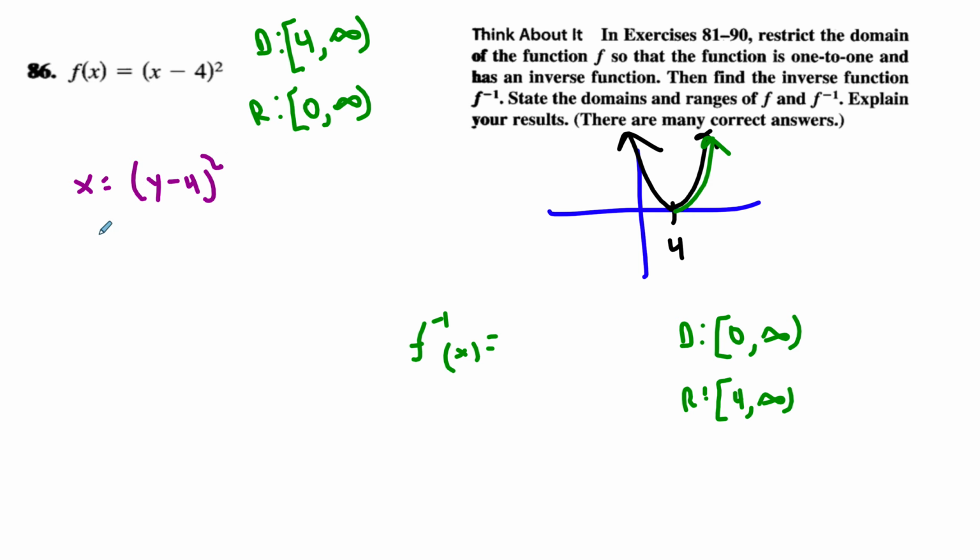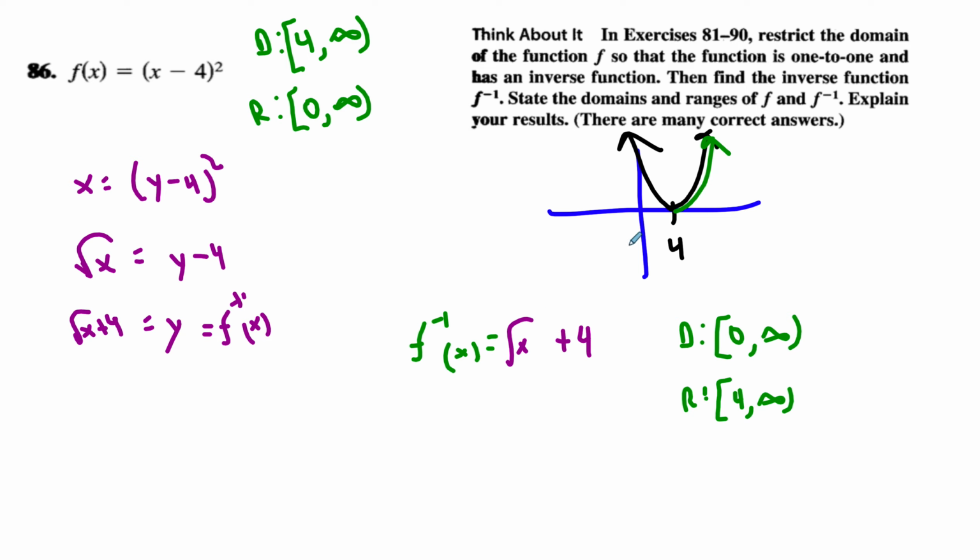So I switch the variables. Now I'm going to undo squaring by taking the square root. Undo subtracting 4 by adding 4, which is my inverse. So it is the square root of x plus 4. Notice how the plus 4 is outside. So if you think about it, the square root of x would be this, but shifted up 4, which would be like that. So indeed it would look like a reflection over the line y equals x.